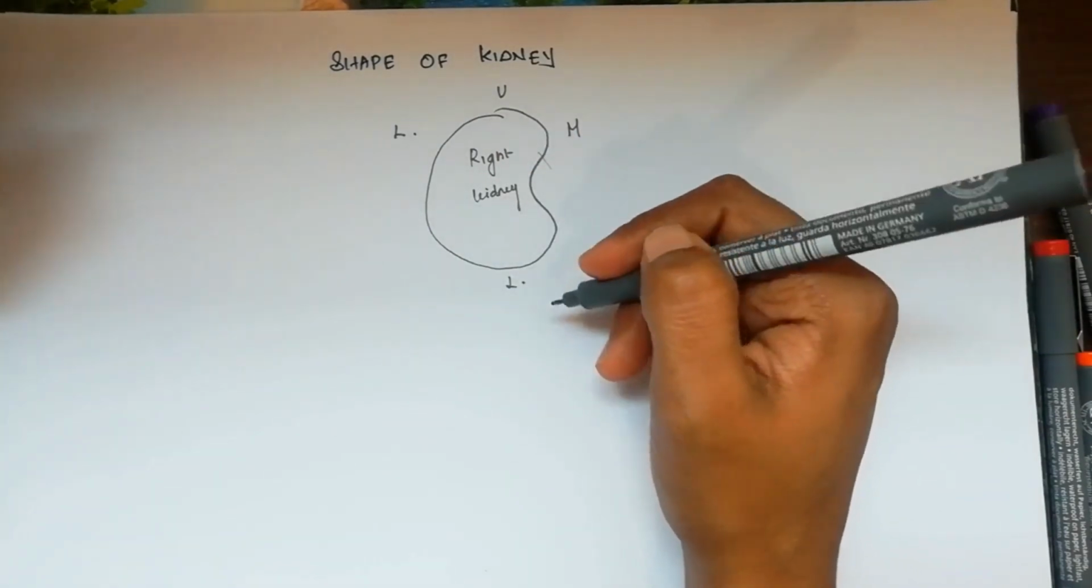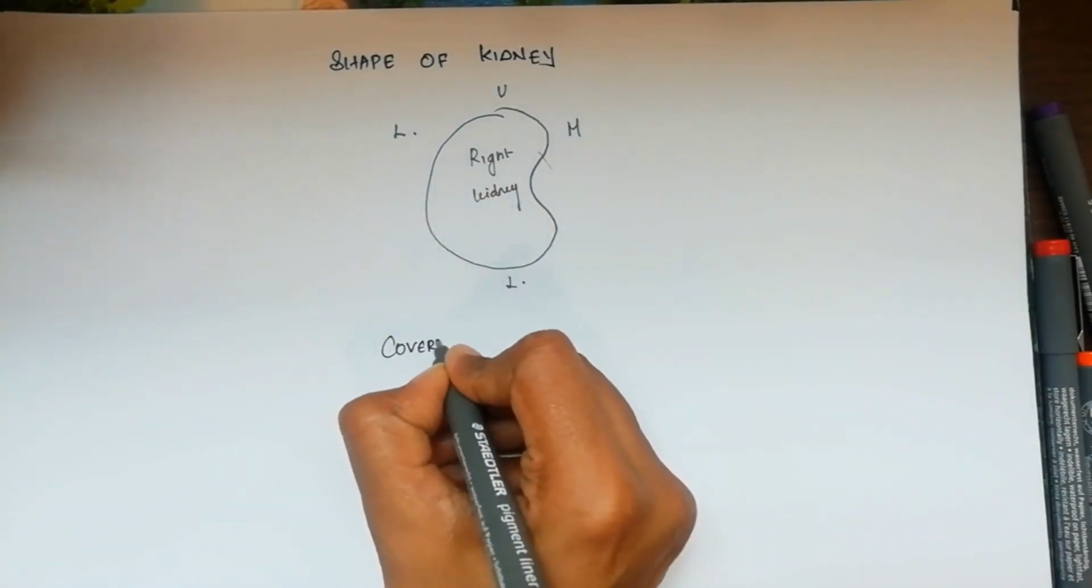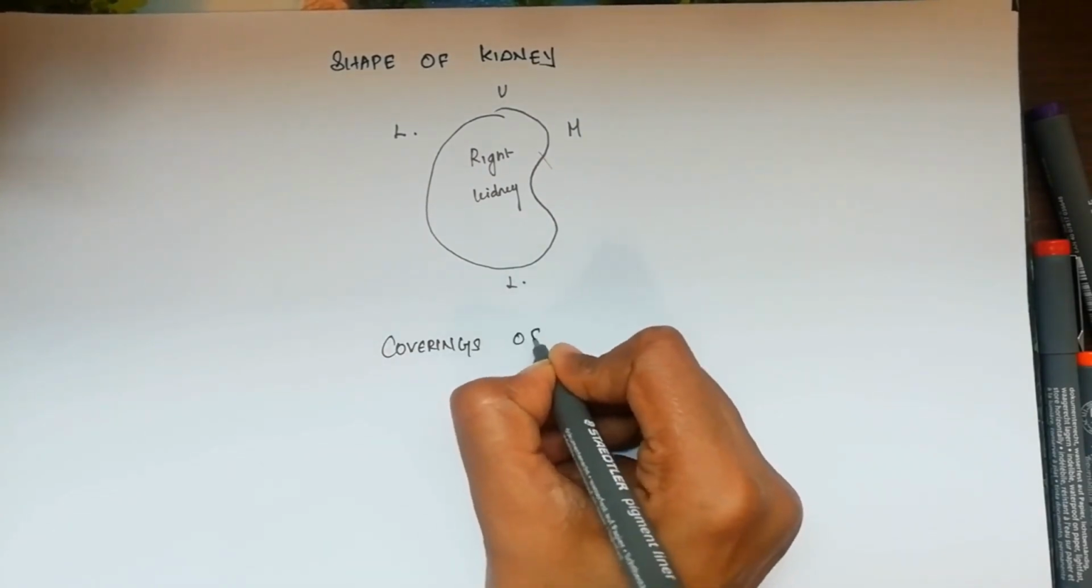Now we will move on to the major aspect, that is the coverings of the kidney. So we are going to see the details of the coverings of the kidney.